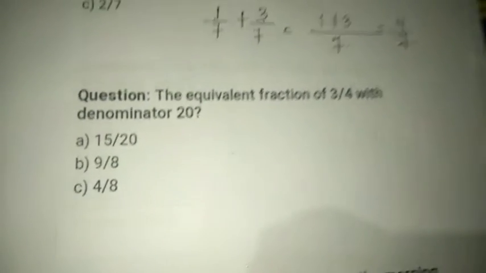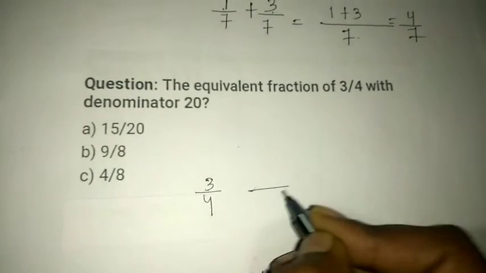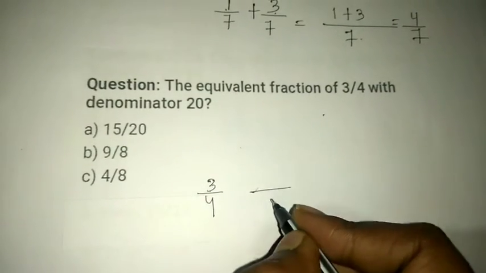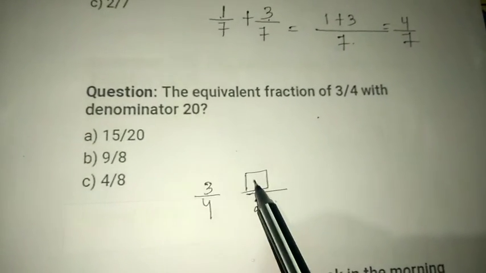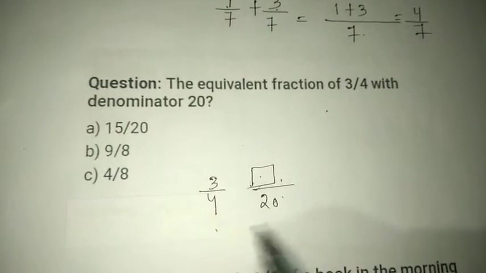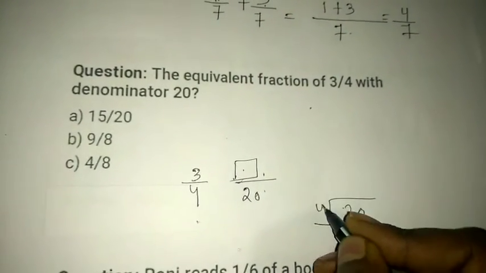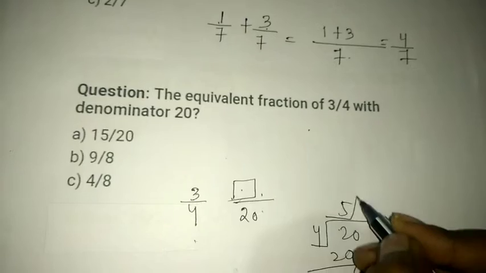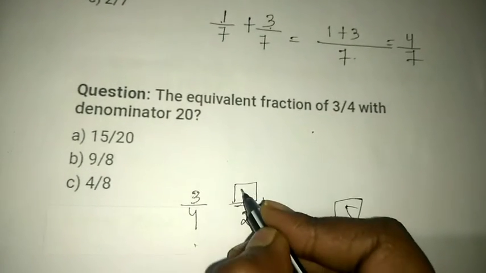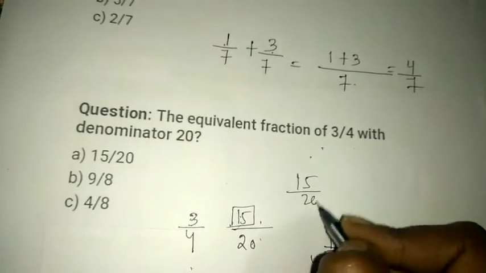The equivalent fraction of 3 by 4 with denominator 20. So the fraction is 3 by 4 and the equivalent fraction has denominator 20, but the numerator is missing. So you have to find the missing numerator. Simply, as you know, you have to divide 20 by 4. 4 5s are 20. Then we simply have to multiply 5 with 3. That is 15. And the equivalent fraction of 3 by 4 is 15 by 20.